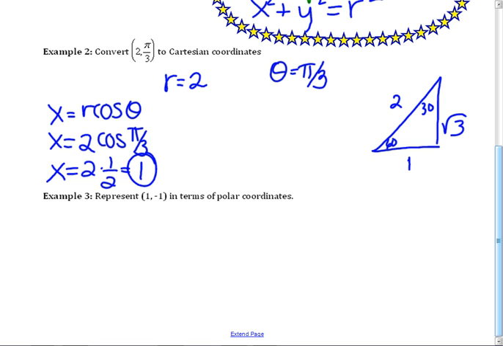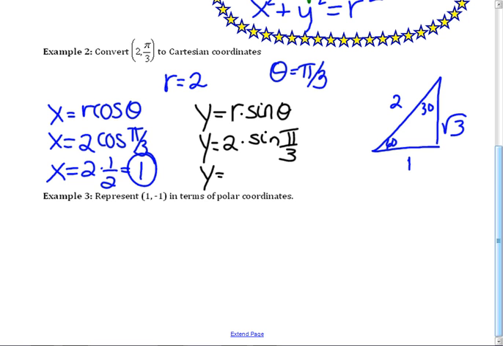Okay, what's y? This is just the beginning. r sine theta. So y is equal to 2 times the sine of pi over 3. I have my triangle there, so this is easy. 2 times the square root of 3 over 2, which is the square root of 3. Okay? So that's coming back.